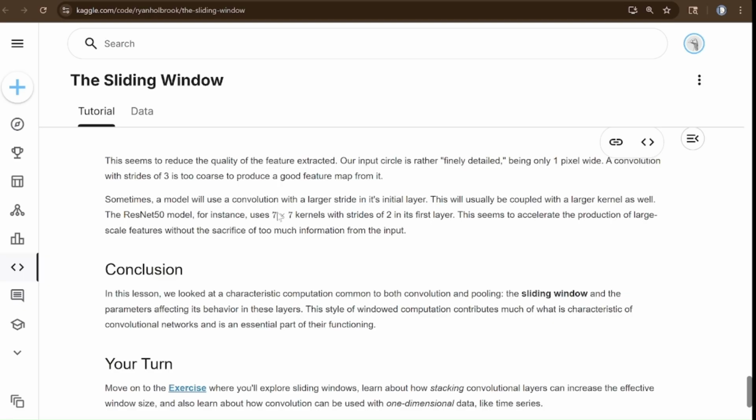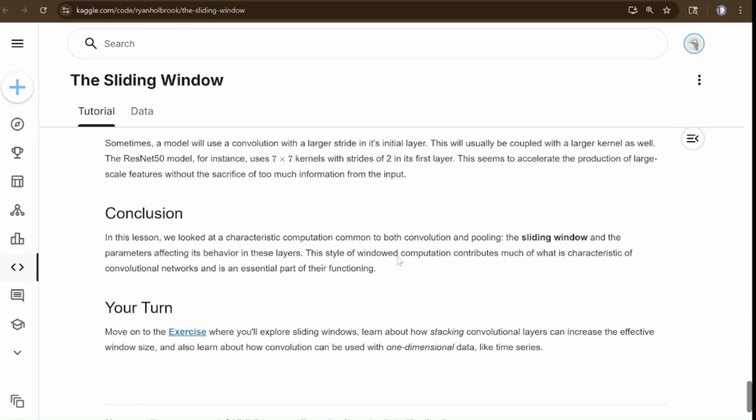There are different types of models which are already pre-trained on many images. What is our part to do? To import those, to download those and fine tune, right? So they are talking about one more model, that is the ResNet model, and the ResNet model uses 7 into 7 kernels for filtering. It uses stride 2 in the first layer. This seems to accelerate the production of large scale features without the sacrifice of too much information.